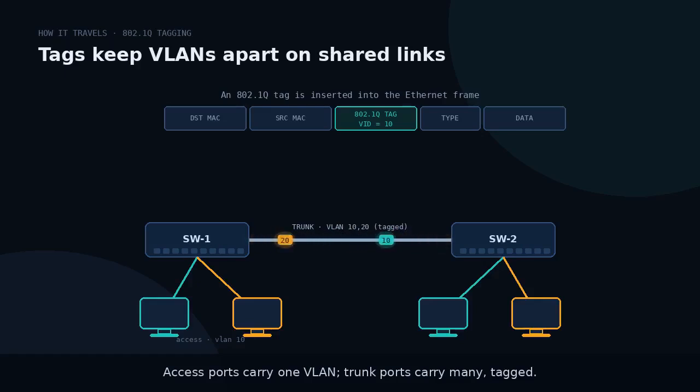An access port connects to a single device, like a PC, and carries just one VLAN, untagged. A trunk port connects switches together and carries many VLANs at once, using these tags to keep them apart. Access ports for devices, trunk ports between switches.